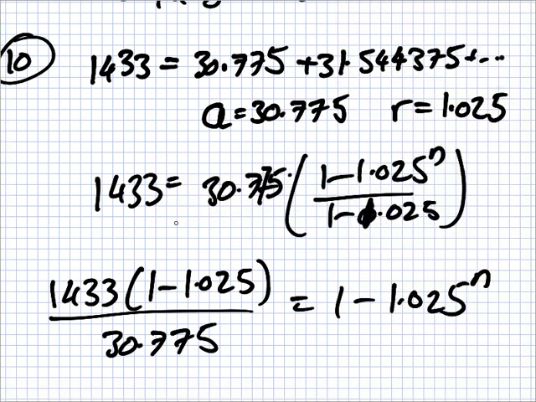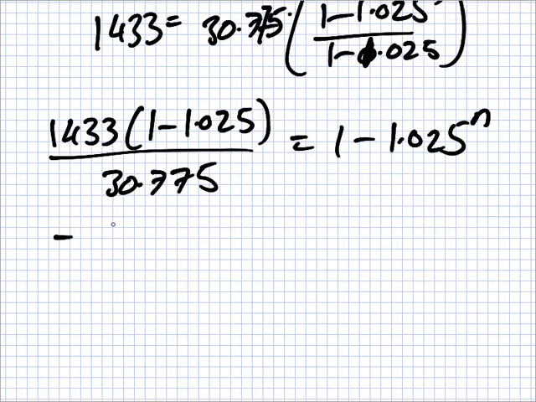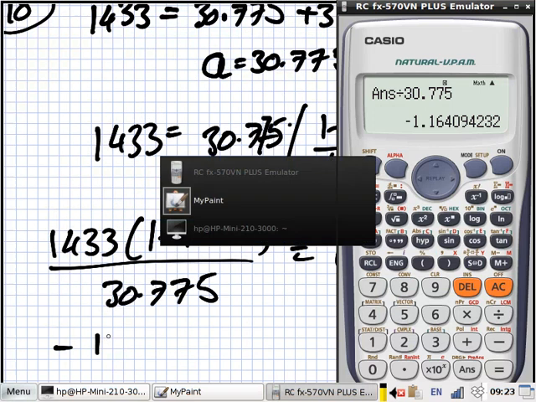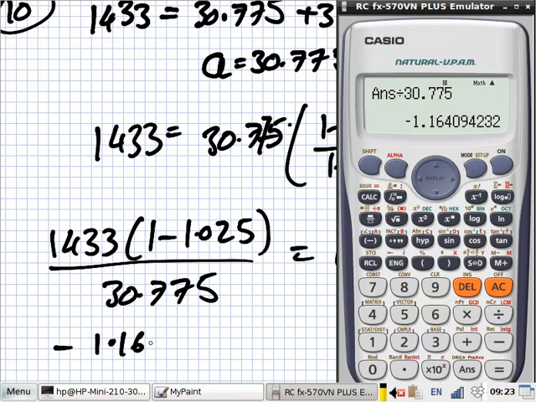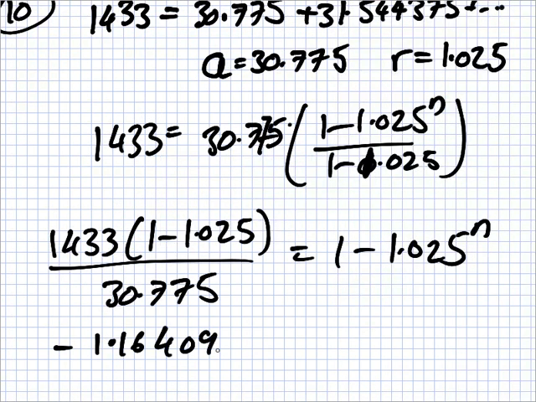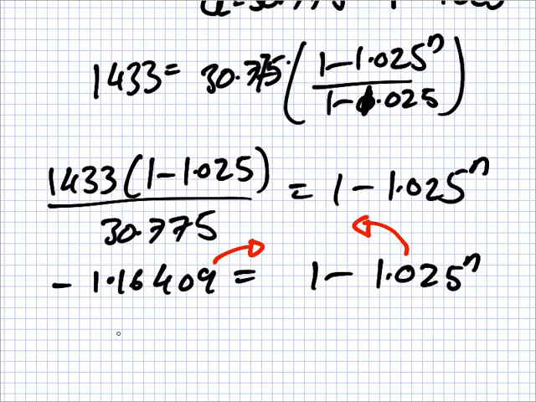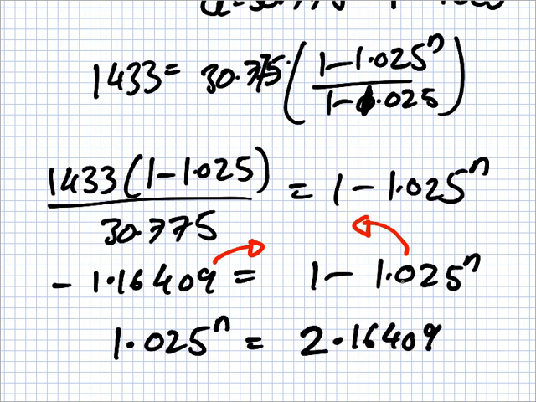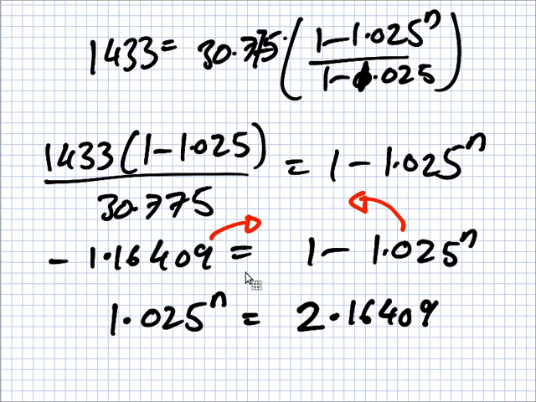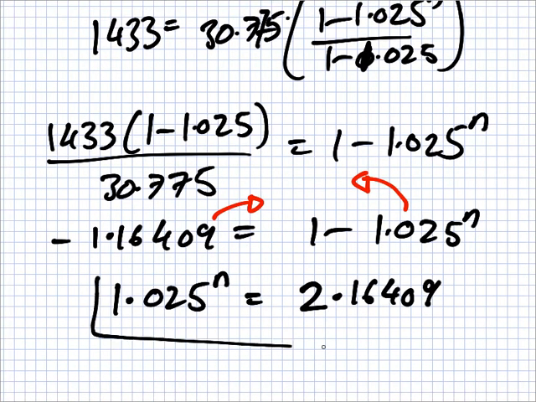Okay, so that is minus 1.16409, and that's supposed to equal 1 minus 1.025 to the power n. I'll take this to the left and this one to the right. So I'll get 1.025 to the power n equals 2.16409. So our problem has been reduced down to figuring out what power of n will make the left equal to the right.